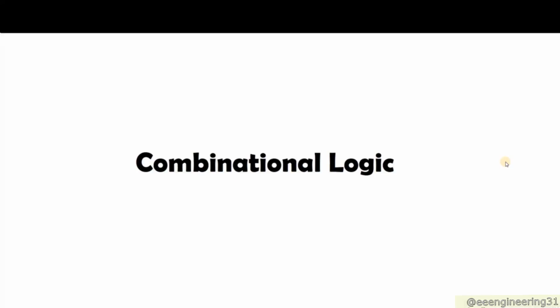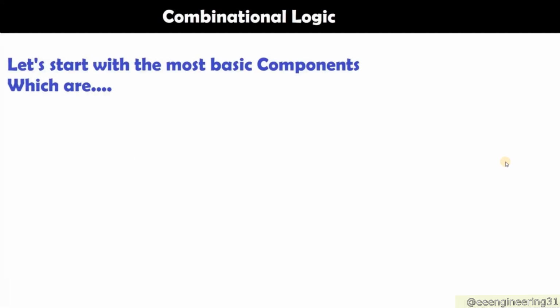In this lecture we're going to talk about combinational logic. Now there are two types of logic. One of them is called combinational, the other is called sequential. We're going to go deeper and explain each of these types and see what the differences are between them. So let us get started.